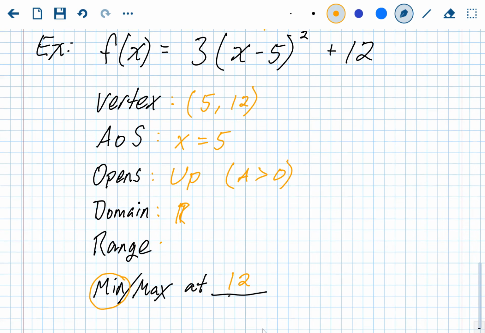All right, and then let's get to the range. The range is going to be, well, it's a minimum, so that means all values are going to be greater than or equal to the y value of the vertex, 12.